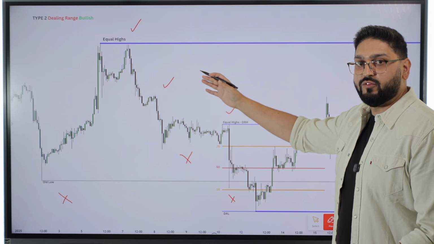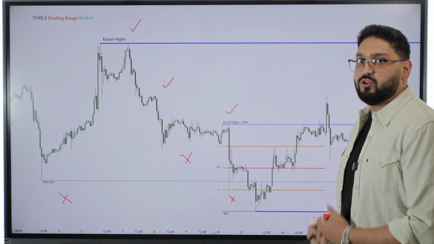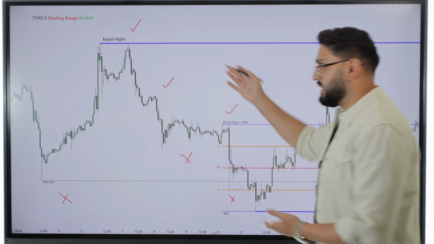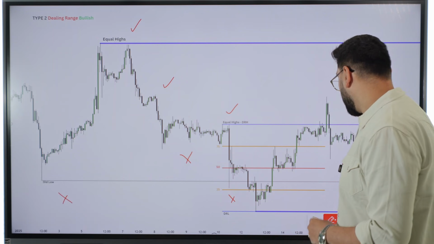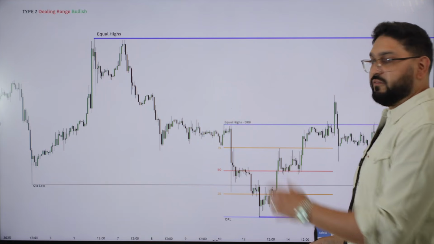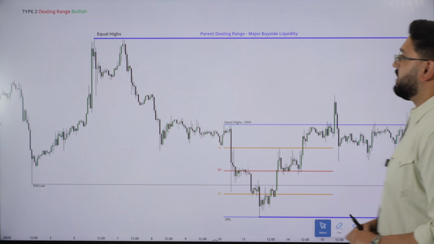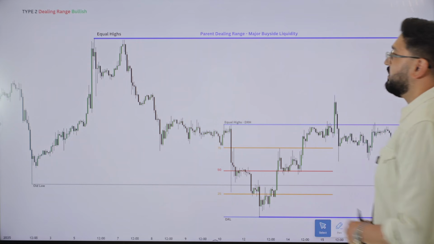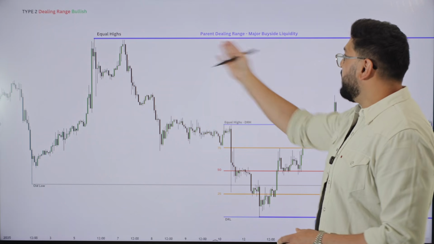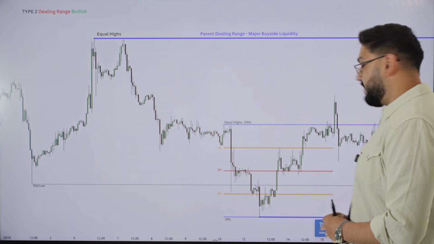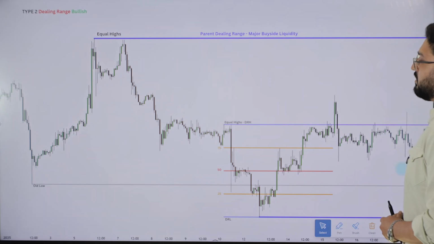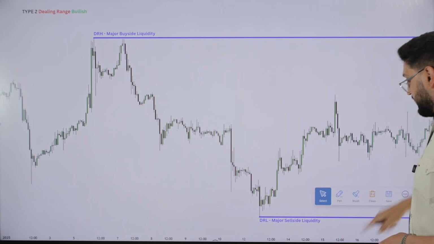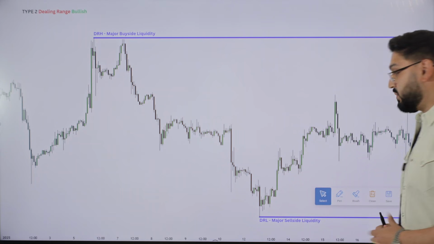When we're looking for higher prices, we can use a type 1 dealing range inside of a type 2 dealing range once we understand the directional bias. And again, I'll show you examples of that. But for now, we have established that we have our equal highs, which will be our parent dealing range. Now we will have major buy side liquidity above those highs, and we have our dealing range low, where we'll have major sell side liquidity that rests below that.